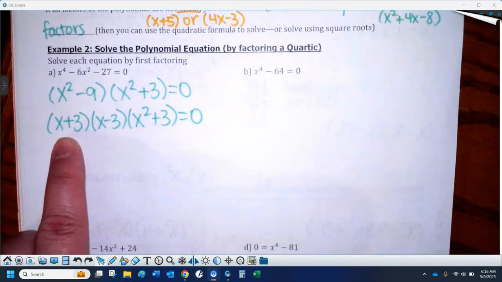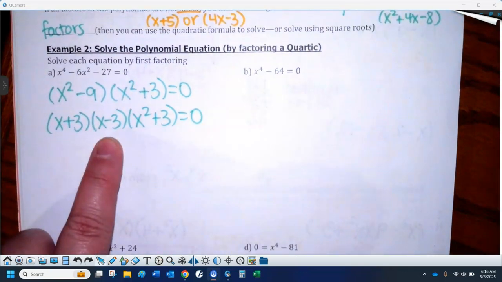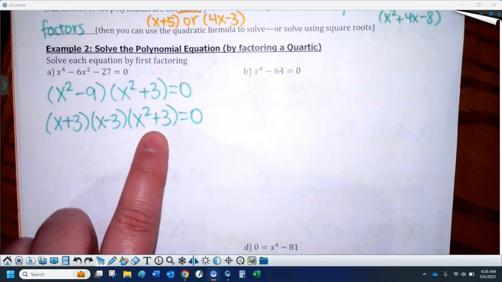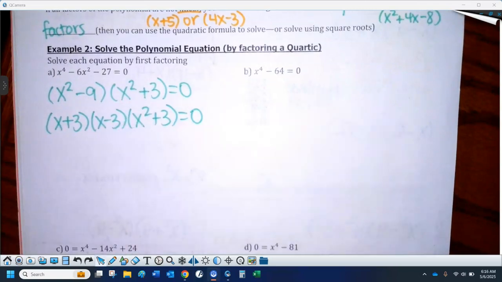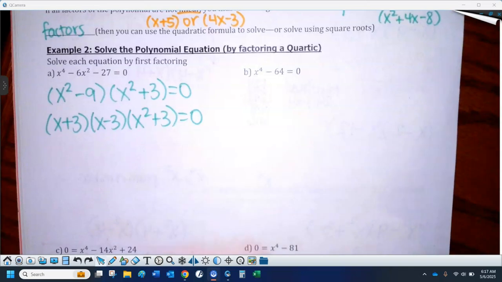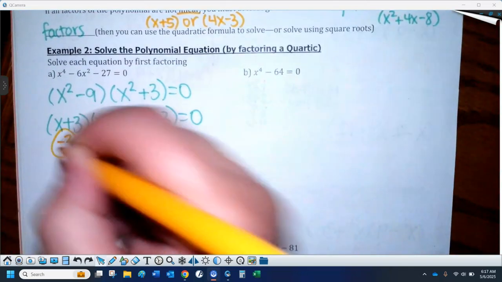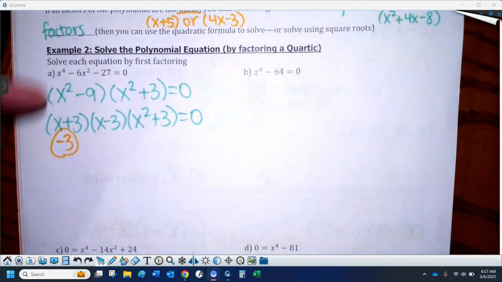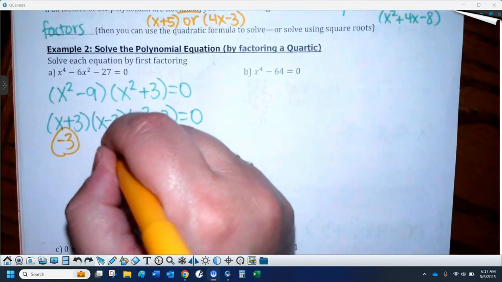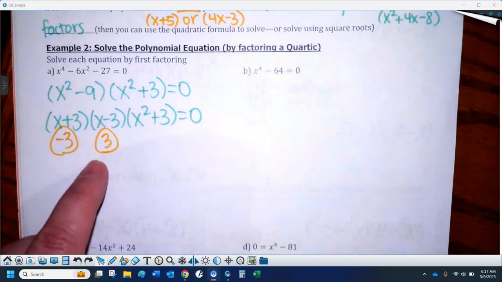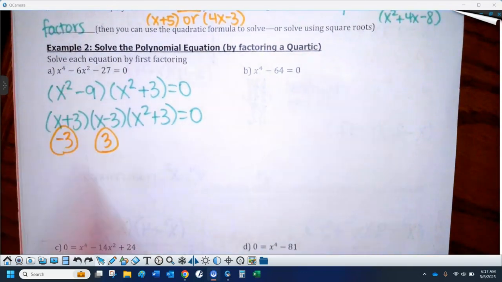This is a linear factor because it's just an x. This is also a linear factor. This is a quadratic factor because it has an x squared. Now, if I want to do the zeros, I've got to figure out the number to plug in to make the little set of parentheses 0. So right here, just negative 3. There's one of my solutions. You want to plug that in to the original problem to check. It'll make it 0. Positive 3 here. Again, if you want to plug that in and check.